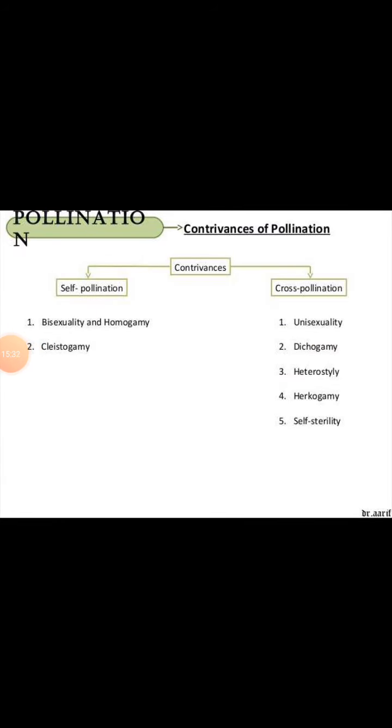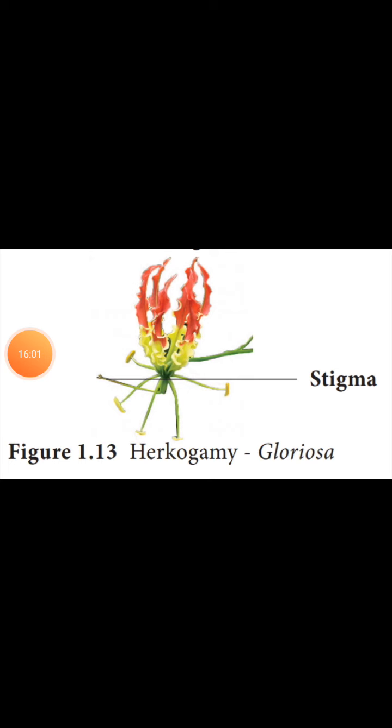Next, move to herkogamy. In bisexual flowers, the essential organs, stamen and stigma, are arranged in such a way that self pollination becomes impossible. For example, in Gloriosa superba, the style is reflected away from the stamen, and in hibiscus, the stigma projects far above the stamen. I give you an example in the picture.